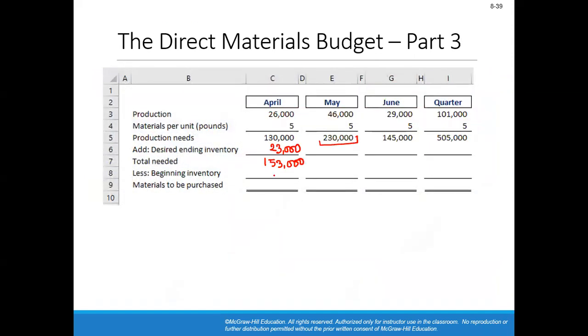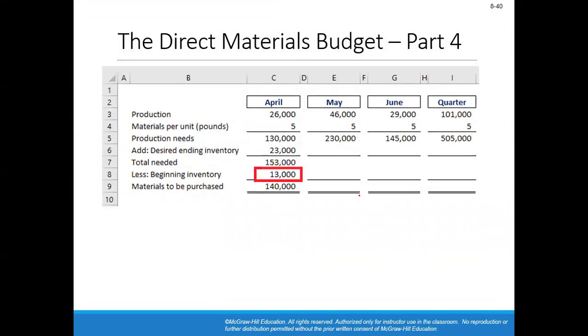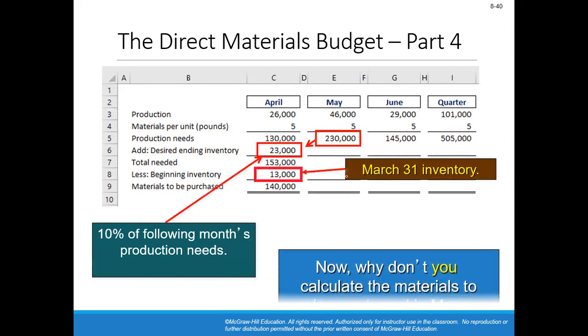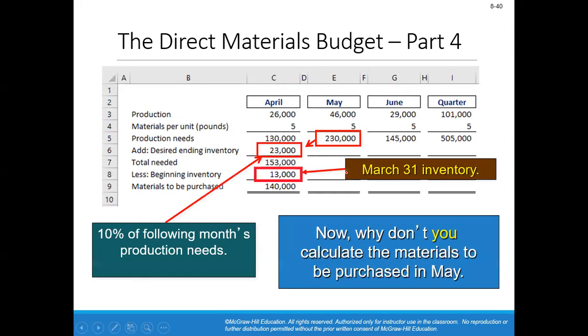So here I am writing the 13,000. In that case, the purchase of the direct materials should be the difference of these two, 140,000. So here is the calculation. We are already familiar with how we can work on this.